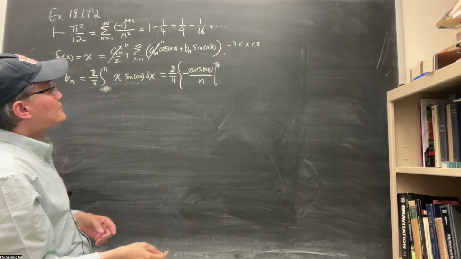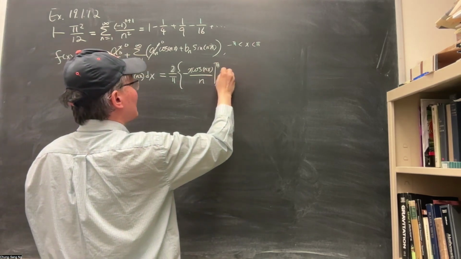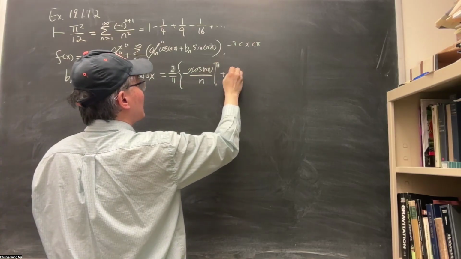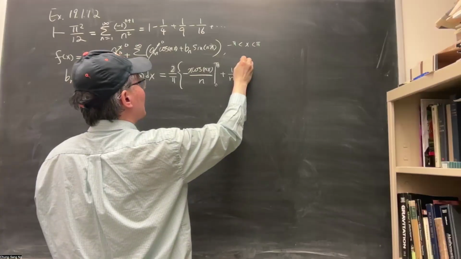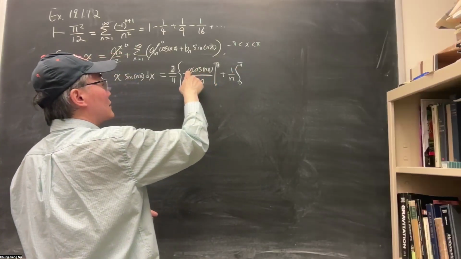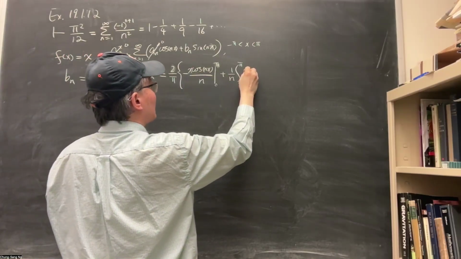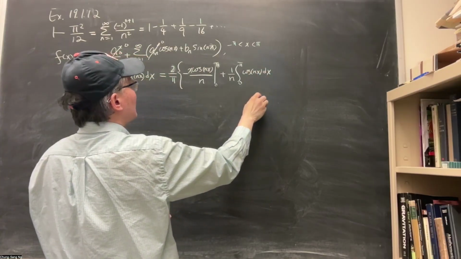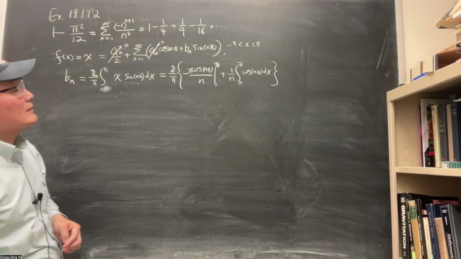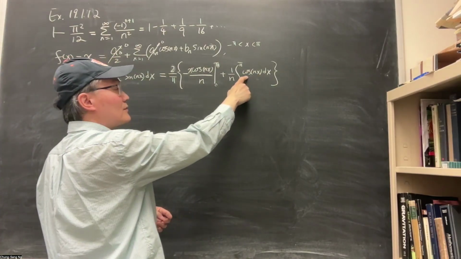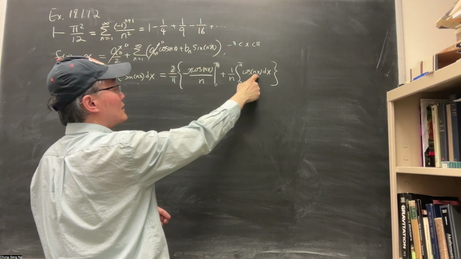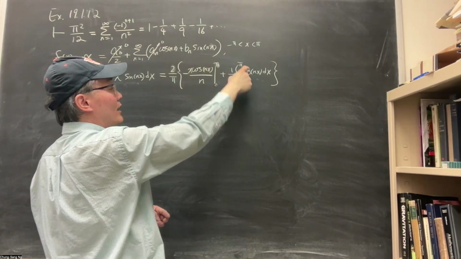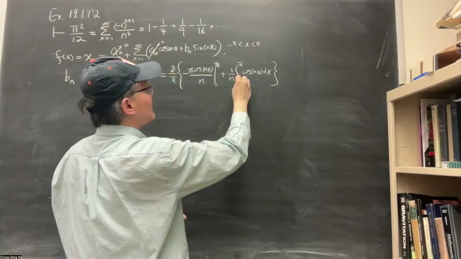You get minus x cosine nx over n, evaluated from 0 to pi, and the other term is plus 1 over n, integral from 0 to pi of cosine nx dx. The second term will be 0, because it integrates to sine nx, and with n from 1 to infinity, evaluating at both 0 and pi gives you 0.